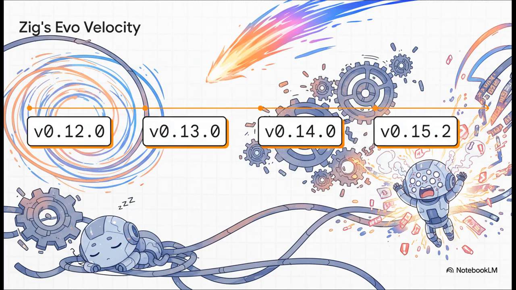And Zig isn't just new. It is evolving at an absolutely breakneck pace. I mean, just look at the release schedule. Version 0.12 took 8 months. The very next major version, it dropped just 2 months later.